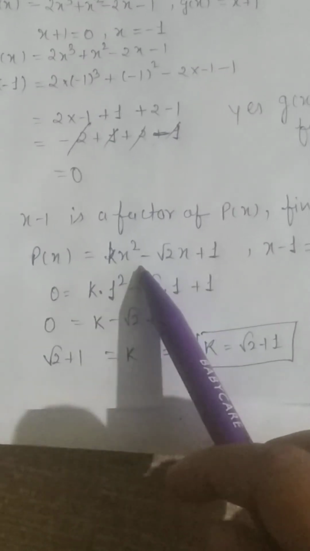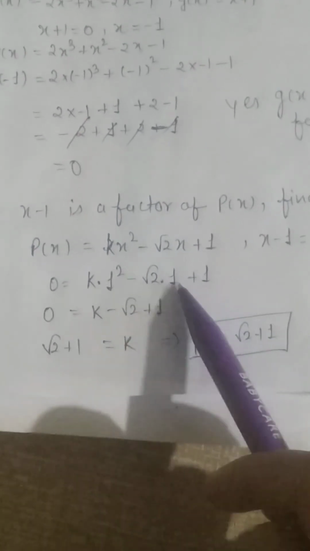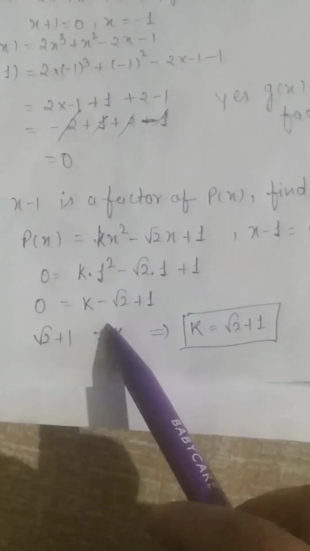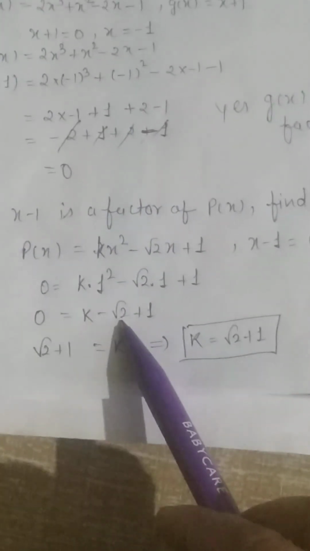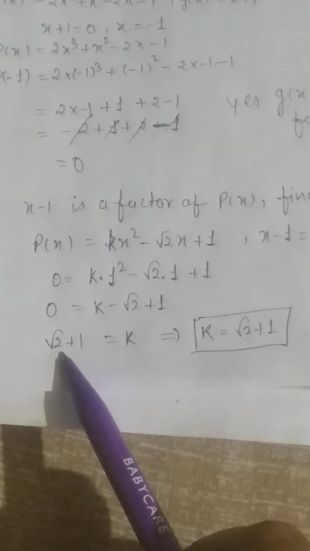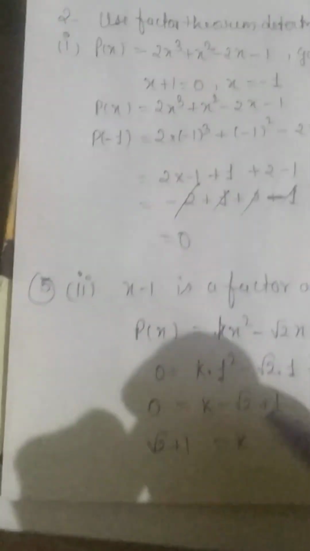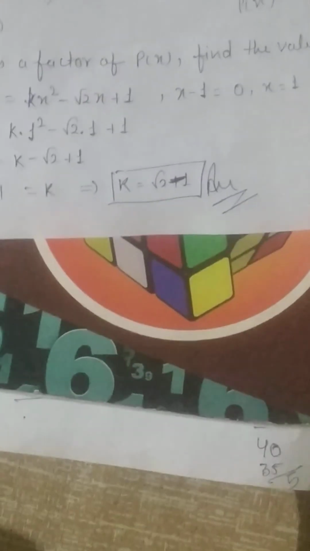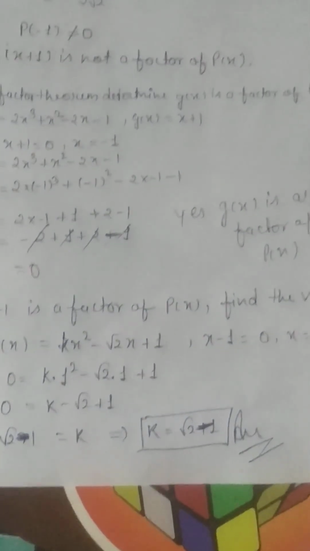So k into 1 square minus root 2 into 1 plus 1. K into 1 square will be k, minus root 2 into 1 is root 2, plus 1. Then minus root 2 goes to the other side and becomes plus, and plus 1 goes to the other side and becomes minus. So k is equal to root 2 minus 1, and the value of k is root 2 minus 1. That is the answer of the question. I think you got it. So you will do questions number 1, 2 and 3 of exercise 2.4.